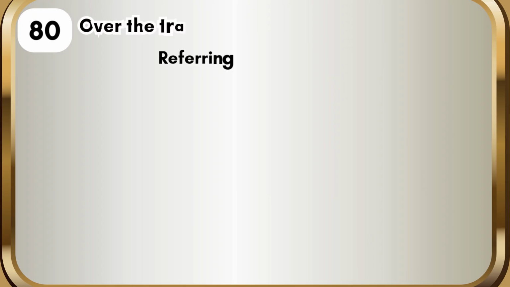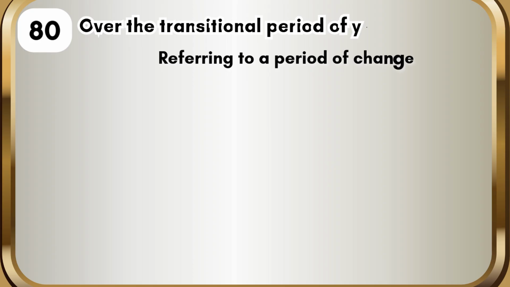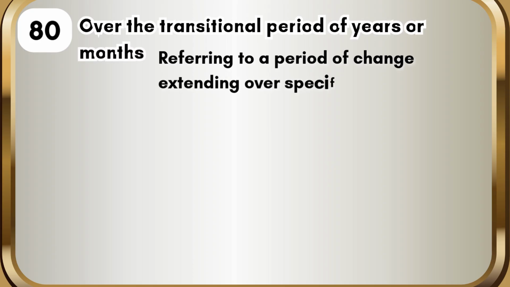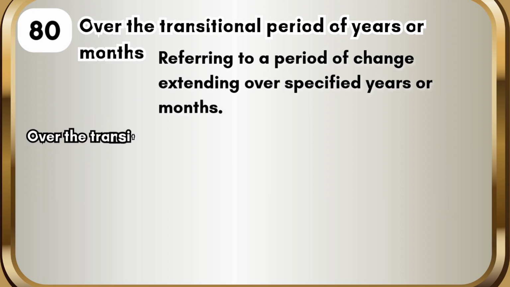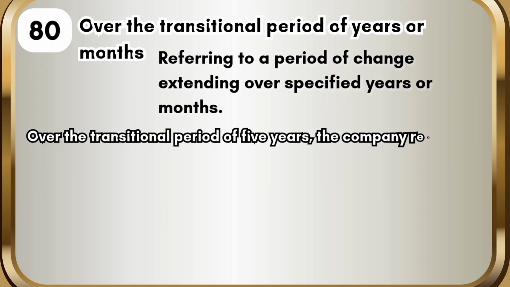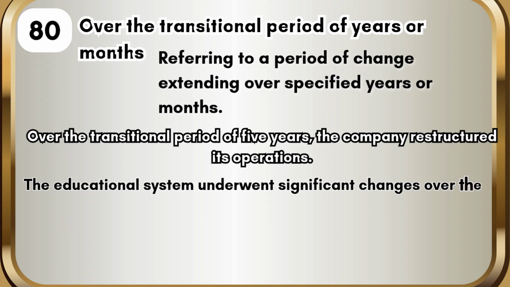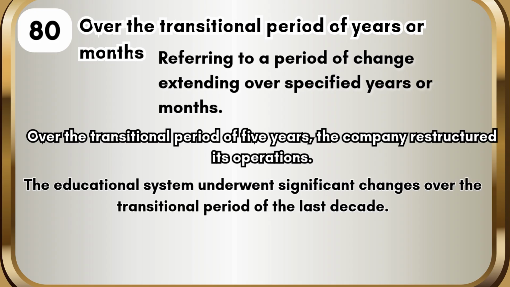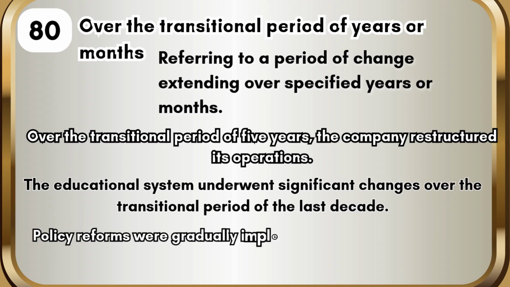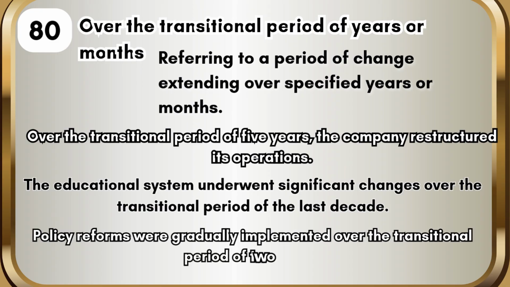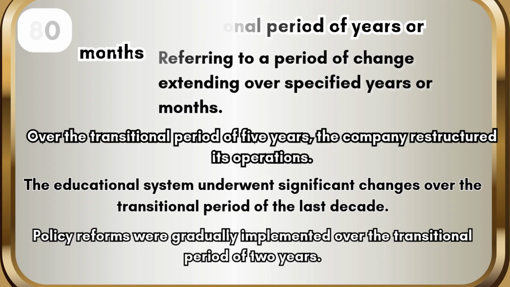Over the transitional period of years or months. Referring to a period of change extending over specified years or months. Over the transitional period of 5 years, the company restructured its operations. The educational system underwent significant changes over the transitional period of the last decade. Policy reforms were gradually implemented over the transitional period of 2 years.